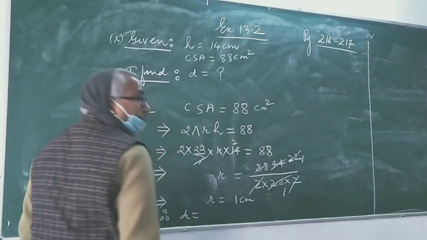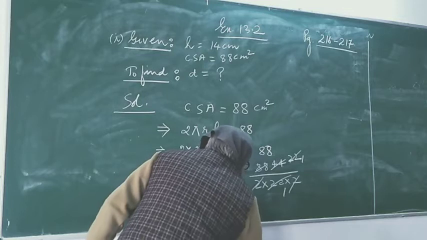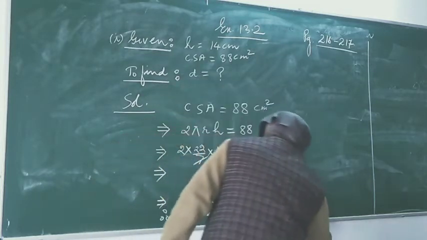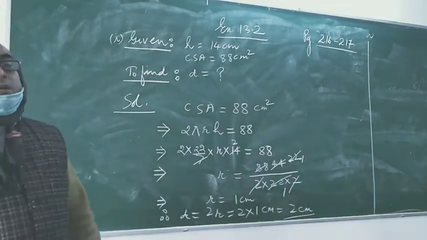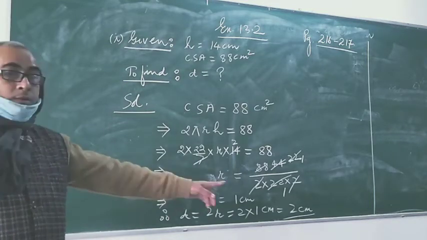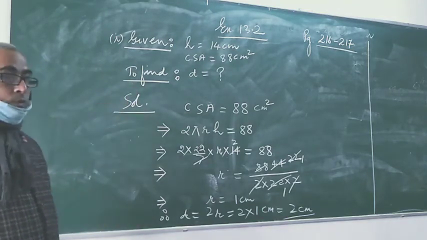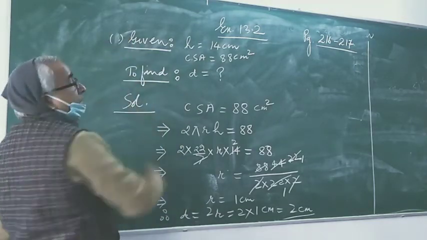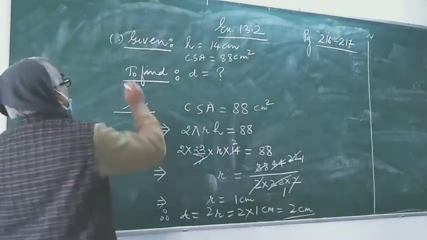Therefore, what is required? D equals twice r, and 2 into the value of r, which is 1 centimeter, gives 2 centimeter. Therefore, the diameter of the base of this cylinder would be 2 centimeter. In this way, question number 1 is solved. Okay? Now note down in your copy. If the copy is not there, note down in your rough copy. Clear? Just note down.